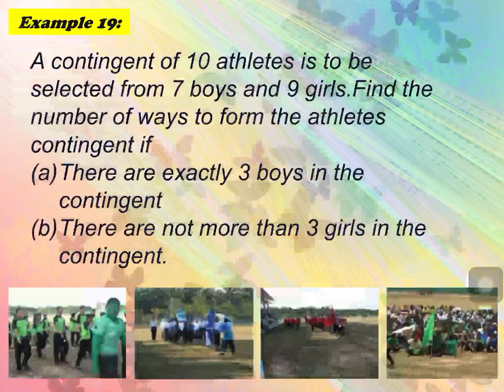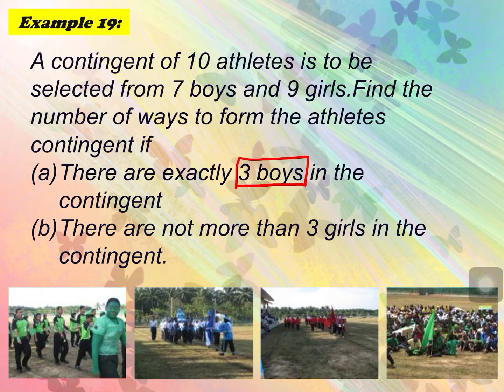okay, we want to make sure that the contingent is of 10 athletes only, but we have 7 boys and 9 girls. So exactly 3 boys, meaning that from 7 boys, we want only 3 boys. If we pick 3 boys only, the rest should be girls, right? So 9C7. If you add these two numbers, you should get 10, right? So this is following the requirement of the contingent. So you can use your calculator to get the answer.